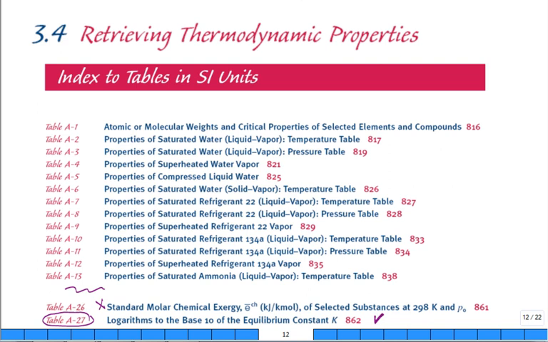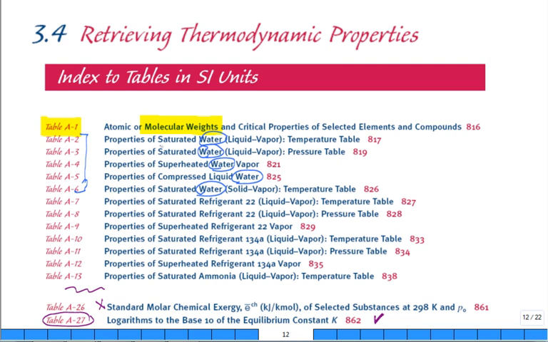Let's take a look at table A1. What's in table A1? Just take a look at what's the title. It's atomic or molecular weights and critical properties of selected elements and compounds. Here's that interesting term, molecular weights, that old terminology. What would I rather call it? Molecular mass, molecular masses. Okay. Then, before I jump into them, let's look at the structure. A, all the way through this group of tables right here, they all deal with water, water, water, water. It's a very common fluid. We need to know how to use it.